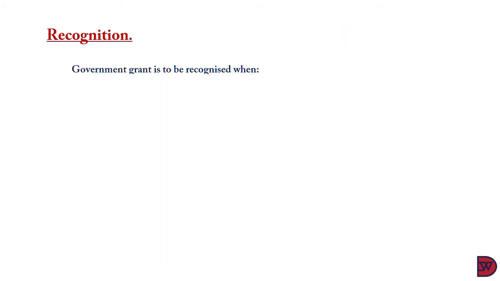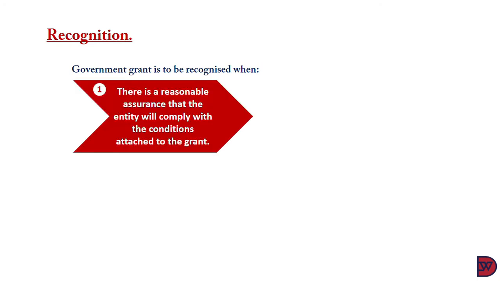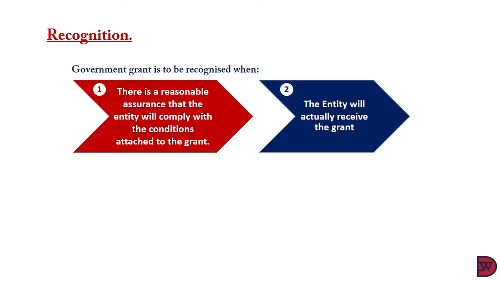Let's look at the recognition of a government grant. The government grant is supposed to be recognized when, one, there is reasonable assurance that the entity will comply with the conditions attached to the grant, then two, the entity will actually receive the grant.